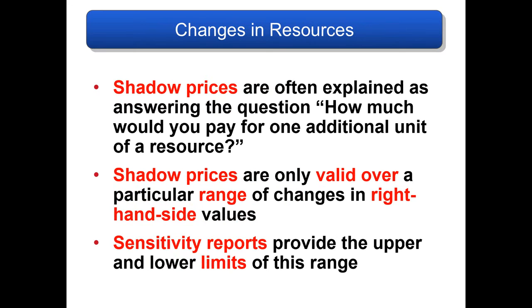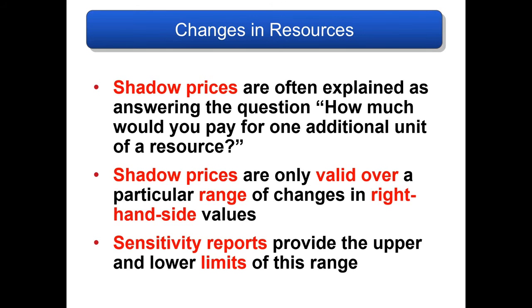Okay. Now, you notice we switched topics from the objective function to resources. And so when we talk about resources, we're talking about shadow prices are often explained as answering the question, how much would you pay for one additional unit of a resource? And shadow prices are only valid over a particular range of changes in the right-hand side values. Okay, and so our sensitivity report provides the upper and lower limits of this range.